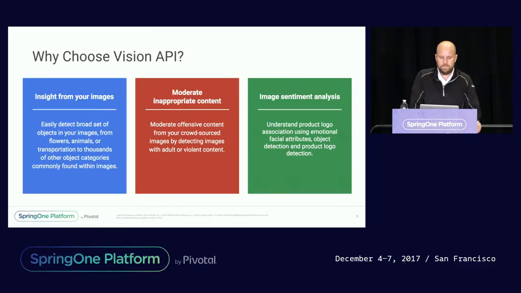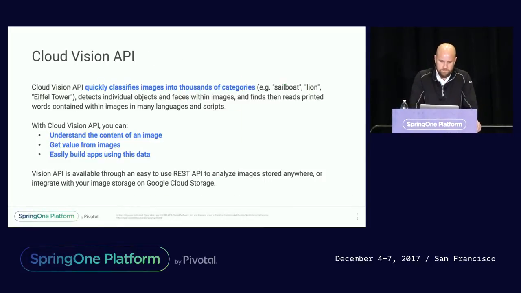What do you want to do this for? You're basically looking to gain insight from your images. You want to moderate inappropriate content. You want to do sentiment analysis. Using the API, it quickly categorizes things into thousands of categories. I'm going to show you a demo in just a second that goes through that. It finds and reads printed words within the image via the image API. So it's also kind of doing text translation via image.